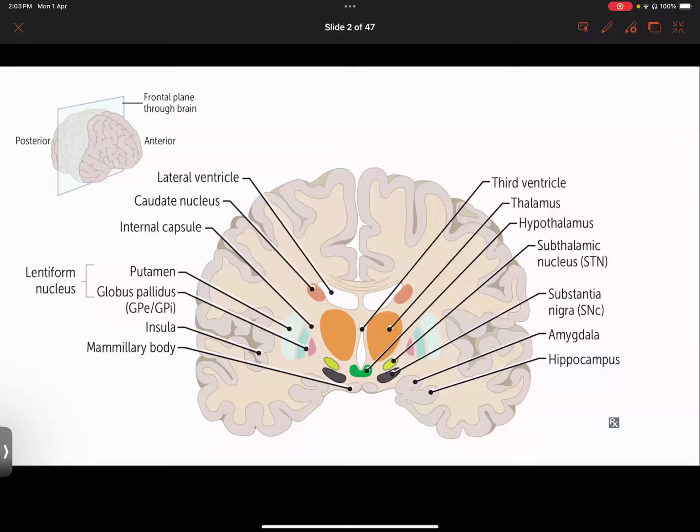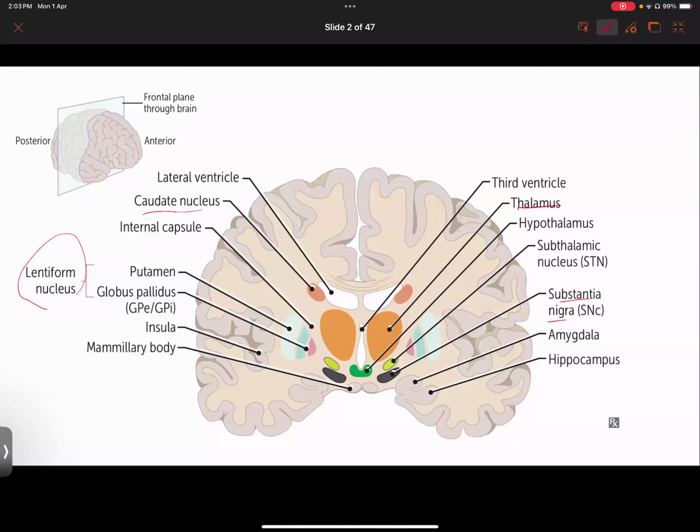Before we start, the most important thing is I want you to orient yourself. Where are we? Today we're going to discuss the thalamus and the basal ganglia, which is made up of the substantia nigra, the lentiform nucleus, which is made up of the putamen and the globus pallidus, and the caudate nucleus.